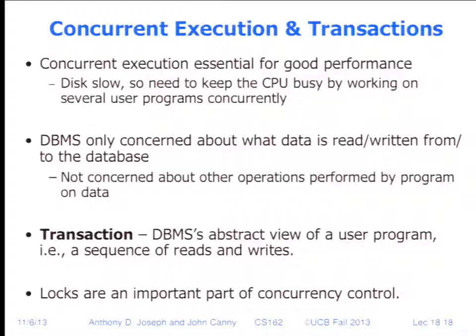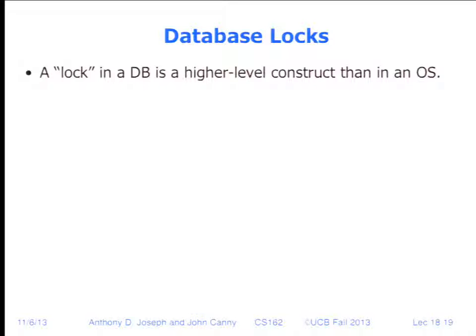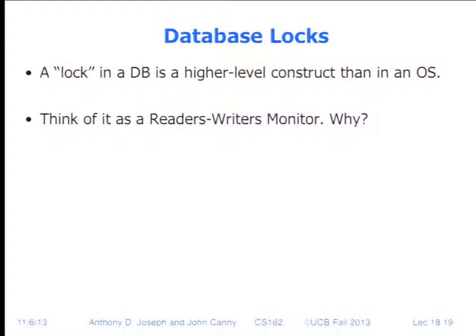It works using locks, just as we did with process coordination earlier. But it's important to understand that locks in databases are different animals from locks in the operating system. So a database lock is a higher level notion. It's closer actually to a monitor. And in fact, it's normally designed as a readers-writers monitor. So in other words, there's an asymmetry between reads and writes. Why would that be?